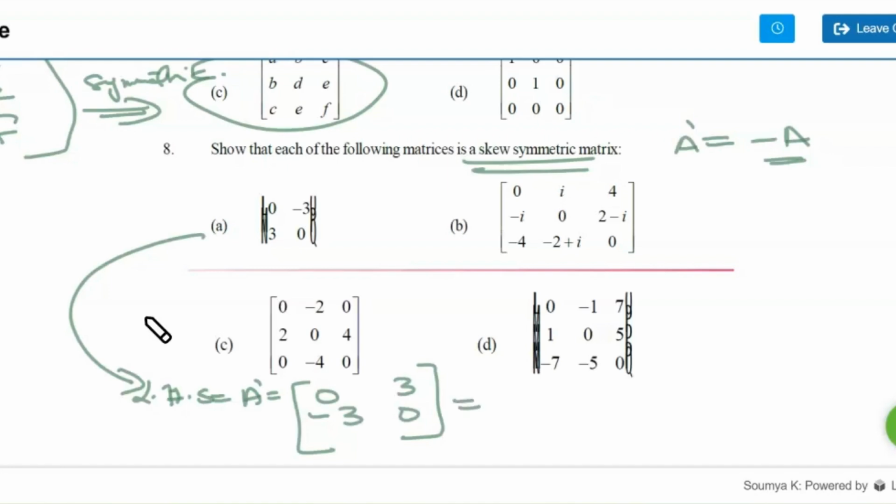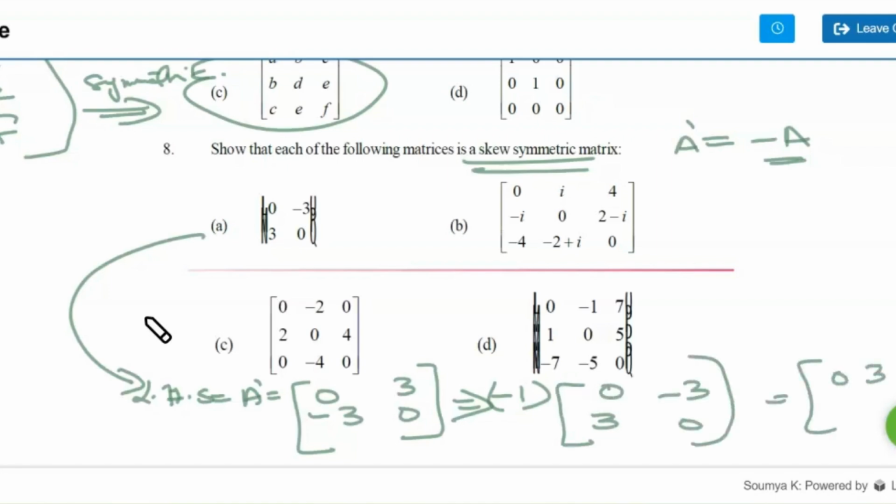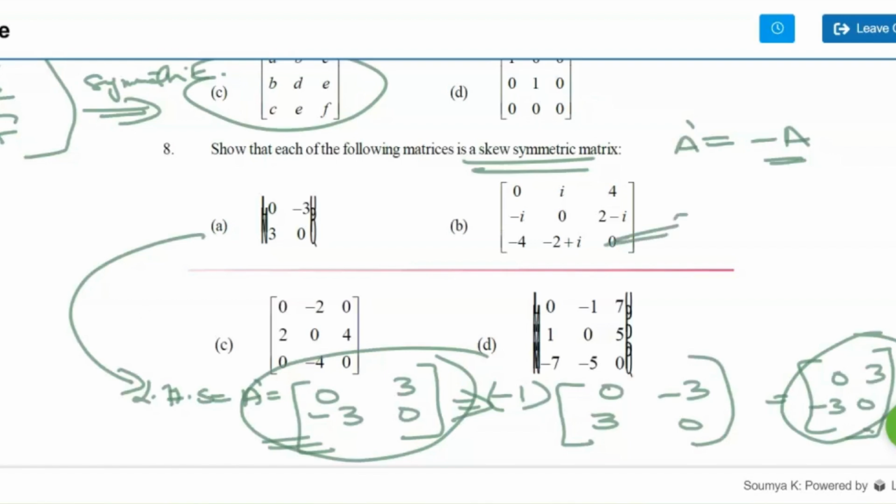And if you check this, it doesn't look like your original matrix, but if you apply minus to your original matrix, that is 0, 3, minus 3 and 0, what you will be getting is 0, 3, minus 3 and 0. In that case, you will be getting your A transpose equal to minus A. This and this look the same. So you can arrive at an answer that it is a skew symmetric matrix. Similarly, you have to solve for this matrix also and other questions also.